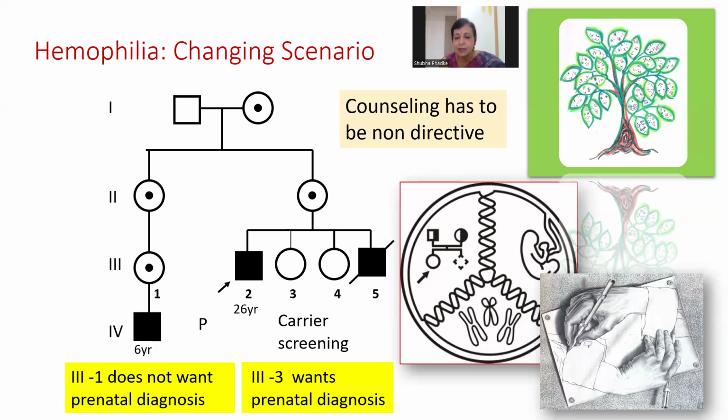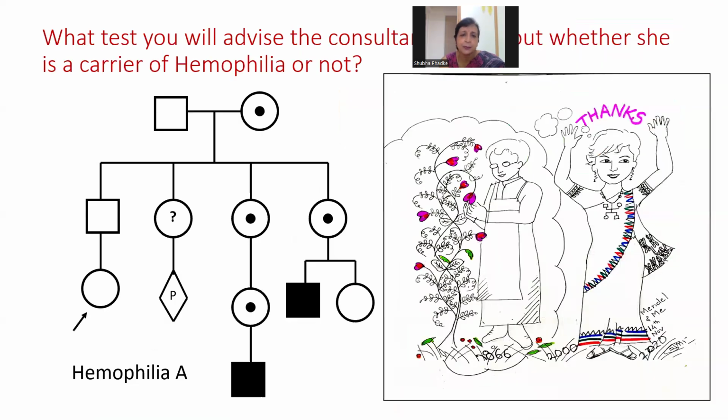Like in this picture by Escher, the artist and the picture are the same. But here with patients, you have to provide them appropriate information, and then they can take their own decisions regarding reproductive planning.